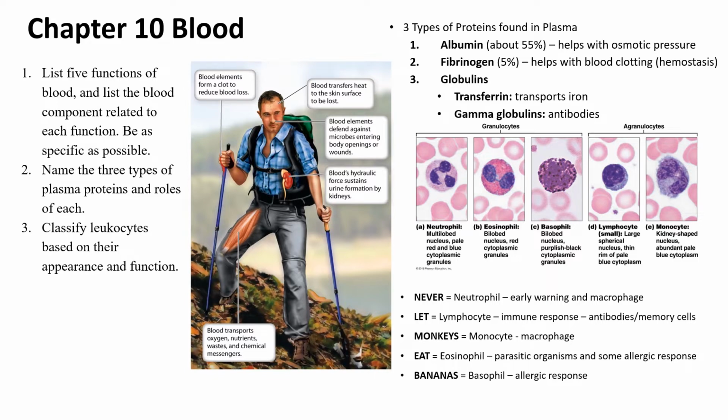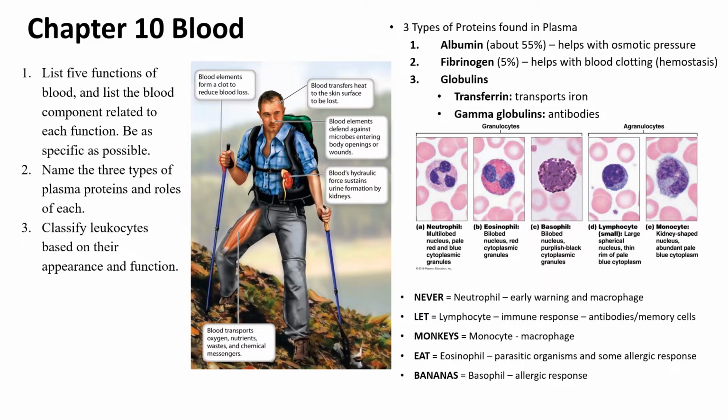So what are the types of blood cells? There is the red blood cell, the erythrocyte, and the 5 white blood cells: the neutrophil, eosinophil, basophil, lymphocyte, and monocyte. Then you have the types of proteins found in the plasma. Albumin makes up about 55% of plasma, fibrinogen helps with blood clotting, and then there are all the globulins and other materials.